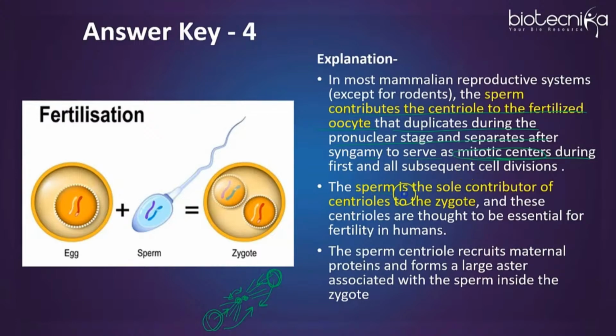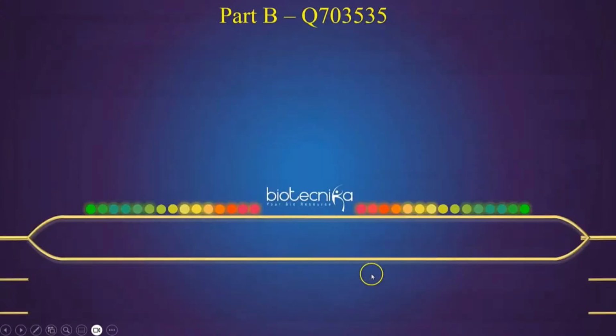Okay, so the sperm is the sole contributor of centrioles to the zygote, and these centrioles are thought to be essential for fertility also. Sperm centriole recruits maternal proteins and forms a large aster associated with the sperm inside the zygote. Okay, that was pretty simple actually.